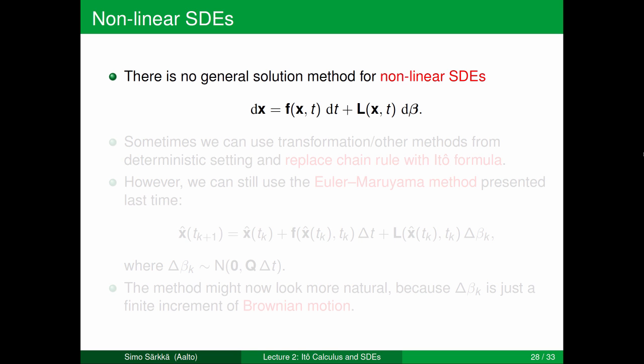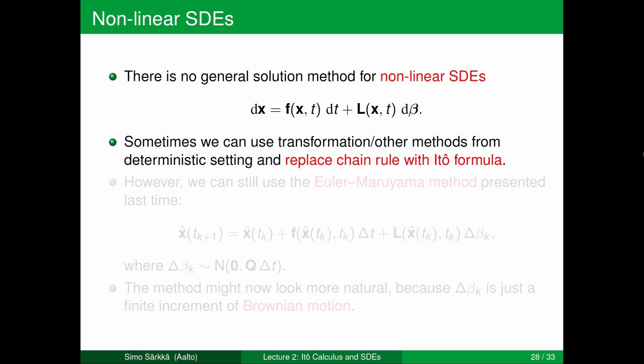So first of all, there is no general solution method for nonlinear SDEs of this form. However, sometimes we can use transformation or some other methods from the deterministic setting to derive a solution and replace the chain rule with the Ito formula. For example, you can try separation of variables kind of methods and then just replace those deterministic chain rules with Ito formulas. And it sometimes works.